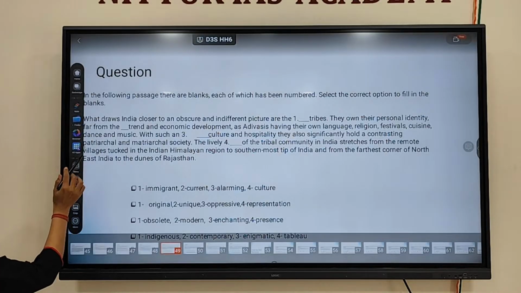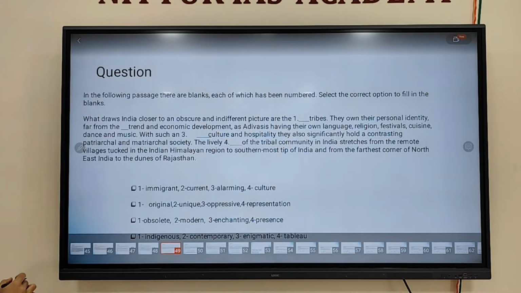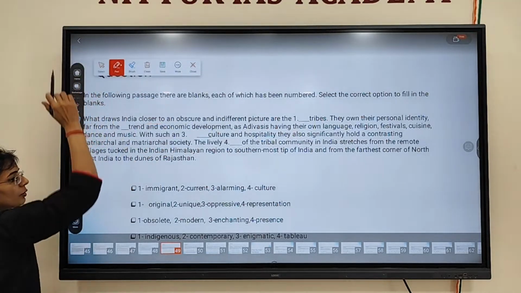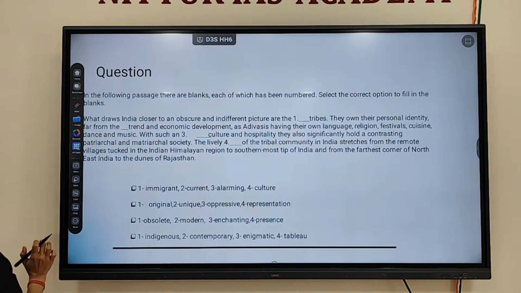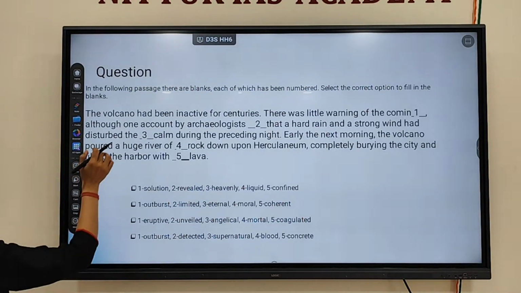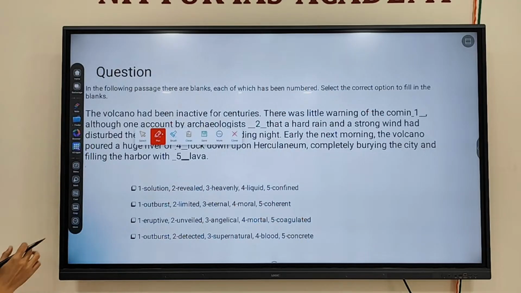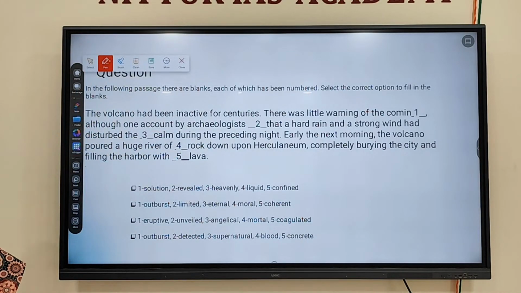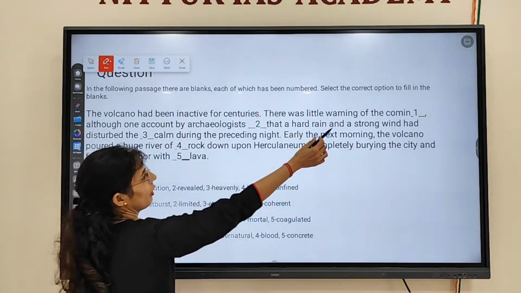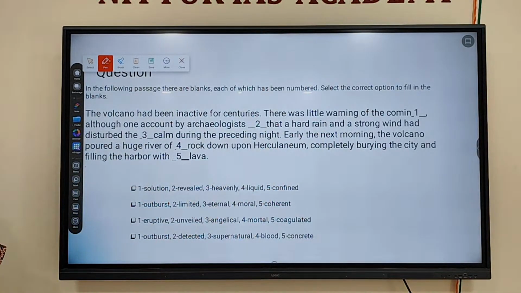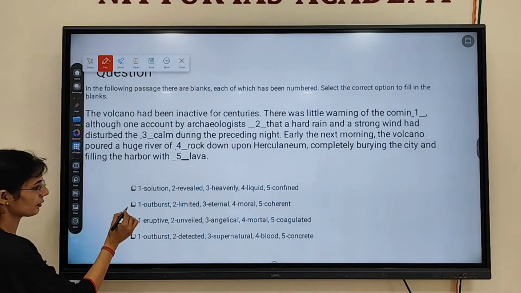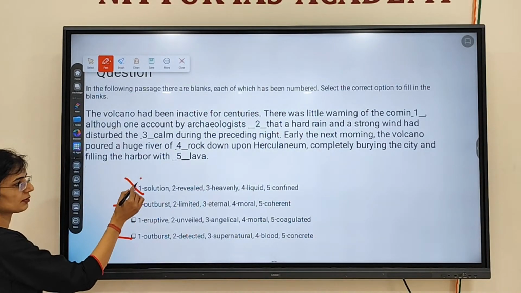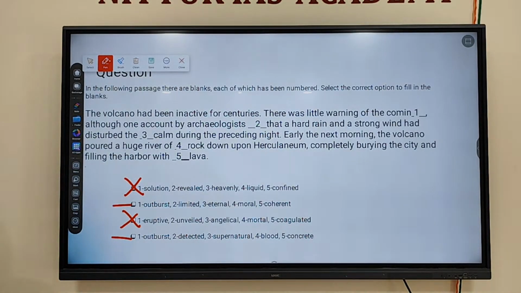Okay. So we are going to try and eliminate incorrect options in this one. Like yesterday, we are going to eliminate the incorrect ones. First one: warning of the coming, either it could be outburst or it could be eruption, right? Eruptive will not come. So let us consider option 1 and option 2. First we are going to eliminate the incorrect options.